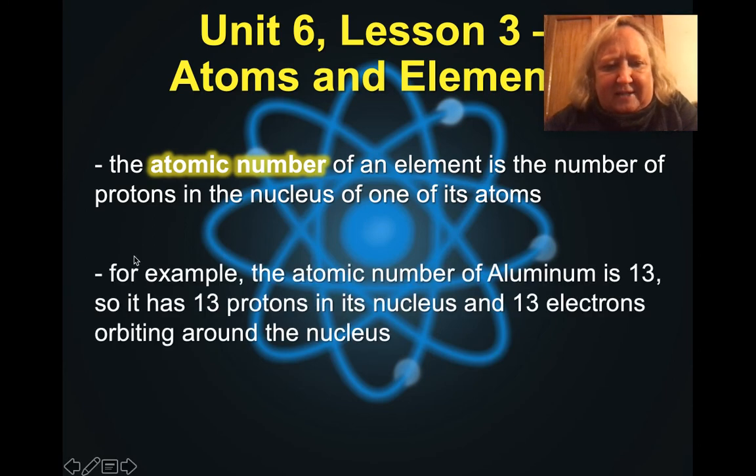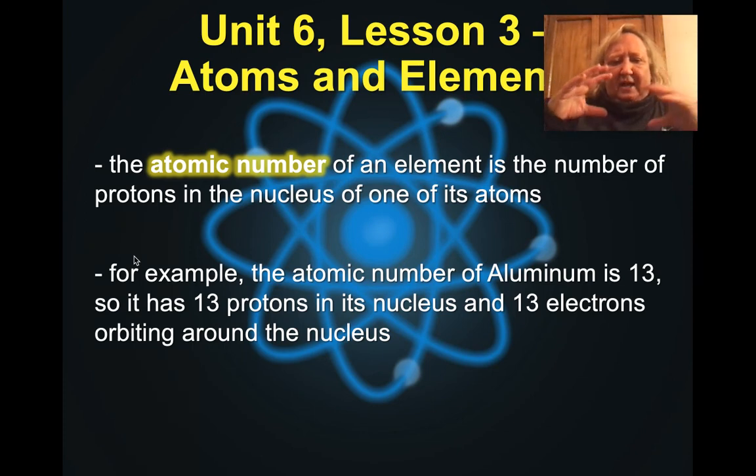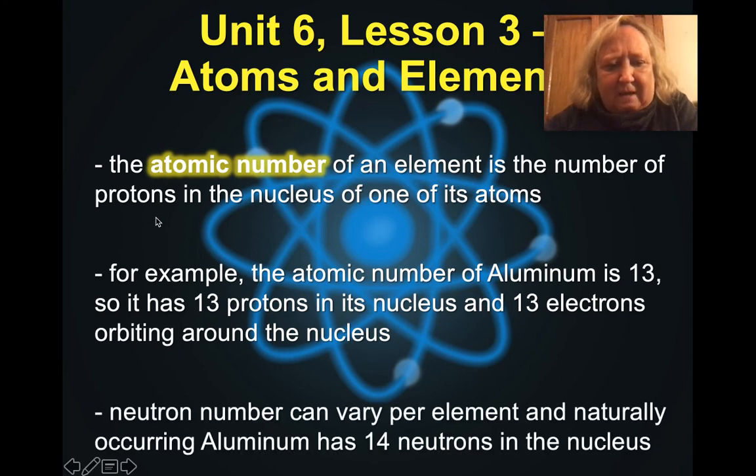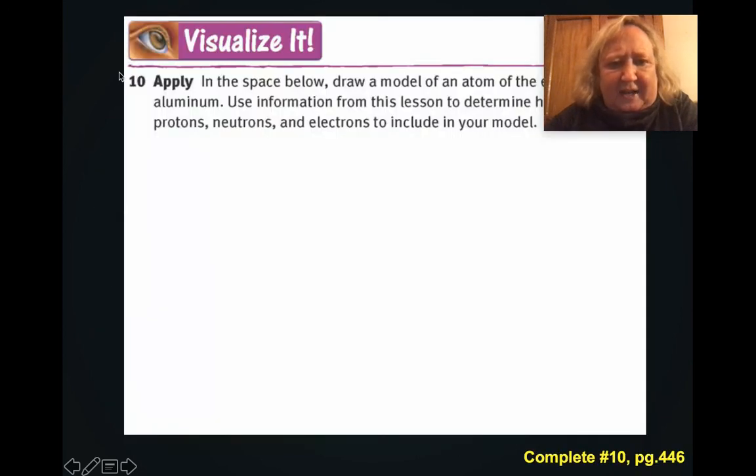We're going to look at an example here right now. For example, the atomic number of aluminum is 13, so it has 13 protons and 13 electrons because those stay equal so that it has no positive or negative charge; that balances out. Okay. The number of neutrons can vary. In this example of aluminum, it says generally it has 14 neutrons. And they tell you that because of what's going to happen next.